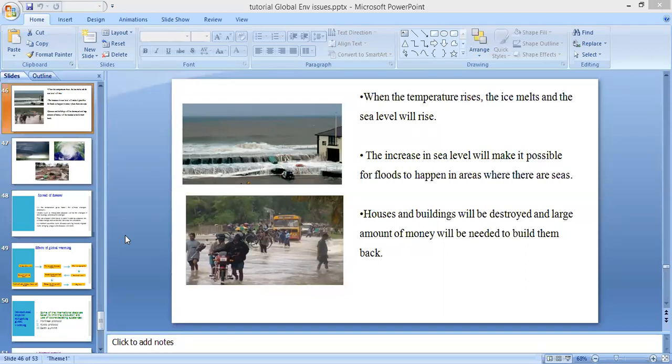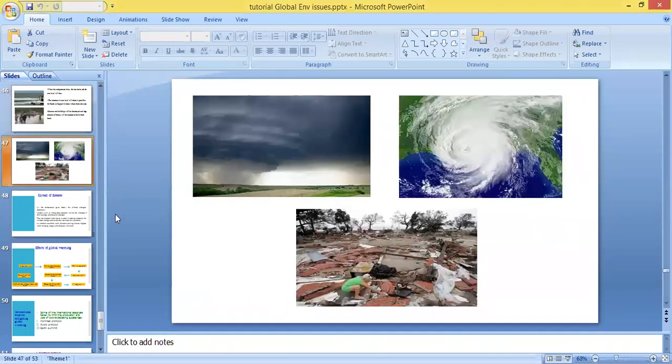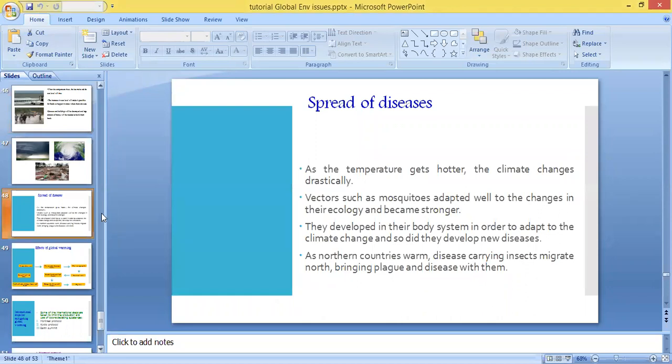Okay, so where there are houses and buildings in the nearby region, it will cause a lot of problems or damage to those areas or places. So a large amount of money will be wasted. Okay, and a lot of lives will be in very much danger due to this phenomenon. And also there will be a spread of diseases because of this.